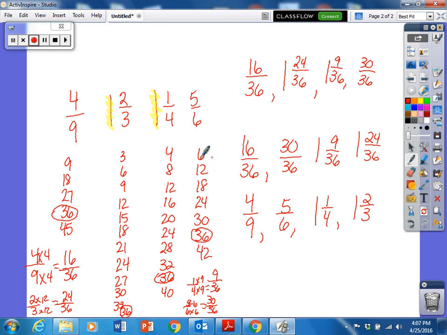So those are some of the ways that we can incorporate mixed numbers into our ordering of fractions.